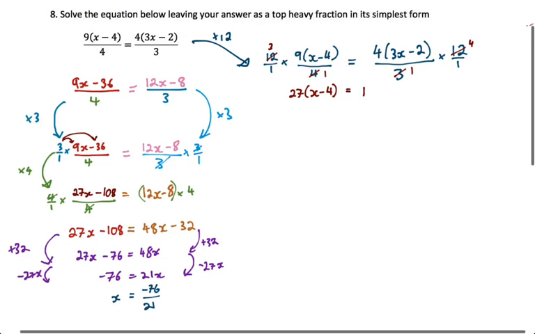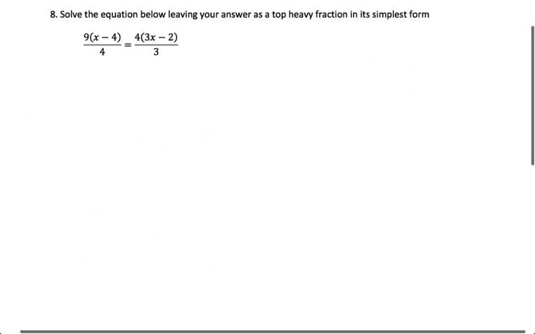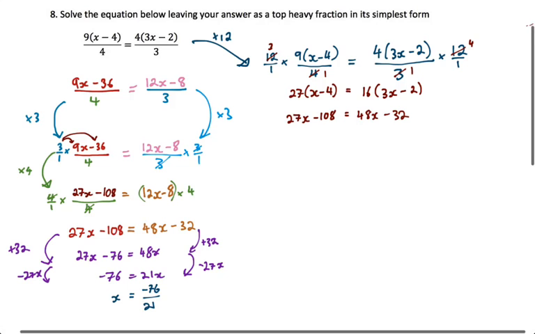It'll be 4 times 4 times 3x minus 2, which is going to be 16 brackets 3x minus 2. Now you can just expand the left-hand side and expand the right-hand side, and you get the same thing that we did before. Okay, so this is another way to do it, slightly quicker, I think, maybe more room for error if you make a mistake with your cancelling.